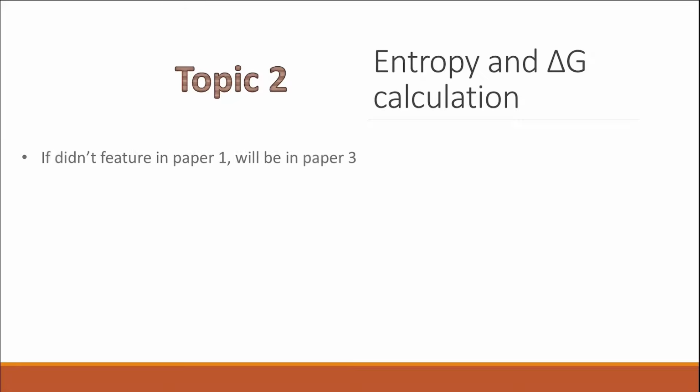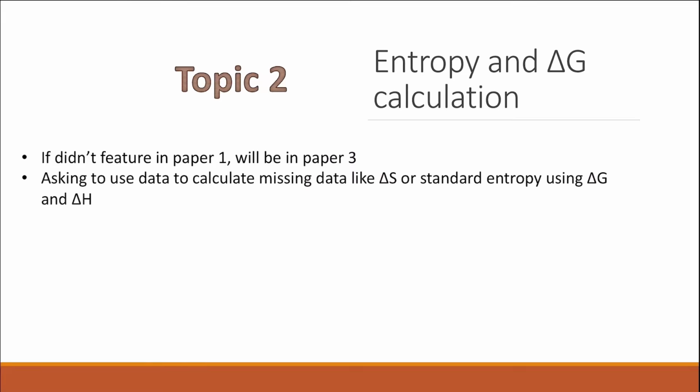Entropy and delta G calculation. So if it didn't feature in paper 1, it's most probably going to be in paper 3. They usually ask you to use data again because it's all about calculation to calculate missing information, for example, like the delta S or the entropy, standard entropy for a certain compound or a certain substance, or you could use the data from delta G and delta H to calculate the delta S. So try to go over this topic if it didn't actually feature in paper 1.